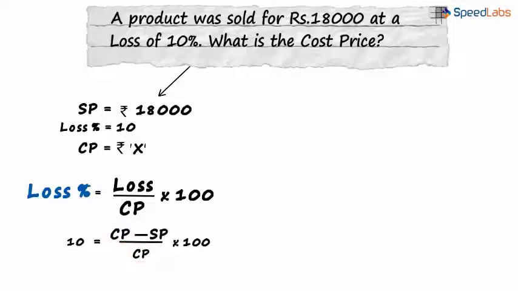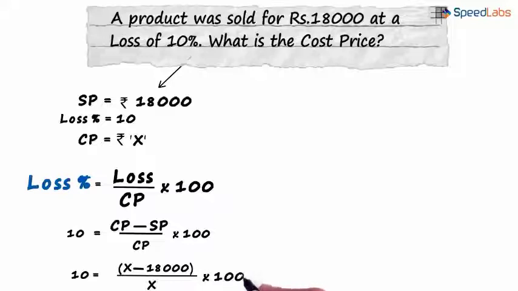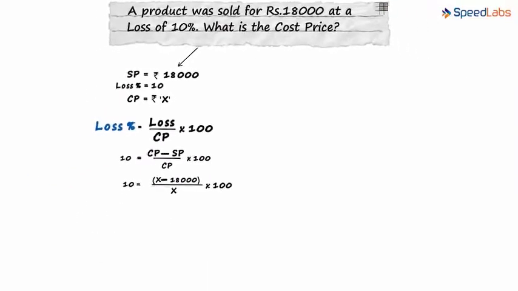Now we substitute the value of CP and SP in the formula. SP is 18,000 and CP is X. So 10 will be equal to X minus 18,000 divided by X multiplied by 100. X is the cost price which we have to find. We are running out of space here. Let me zoom out a bit.